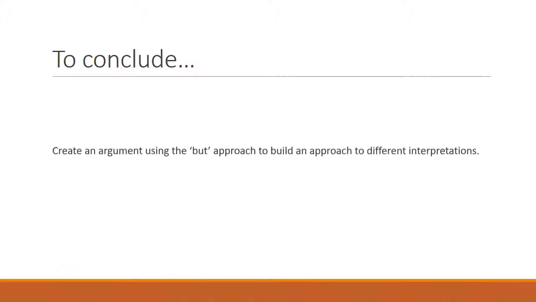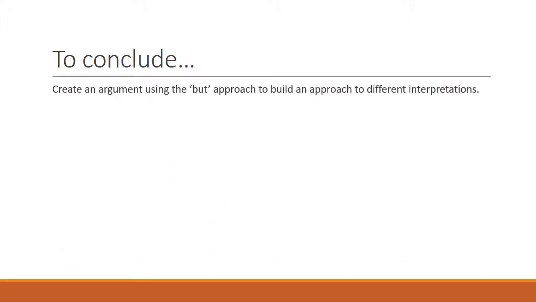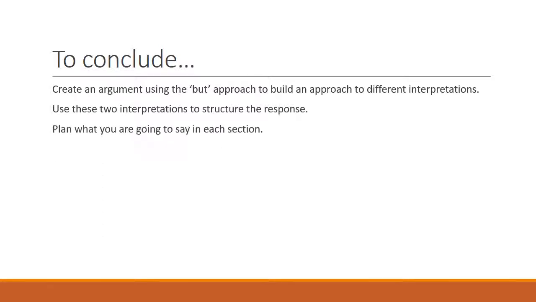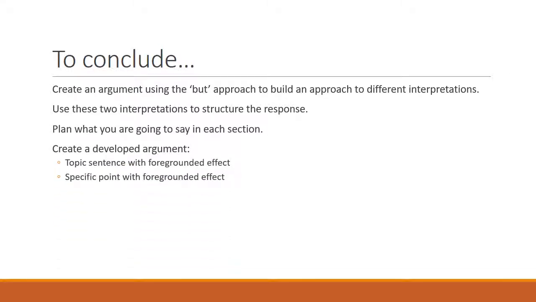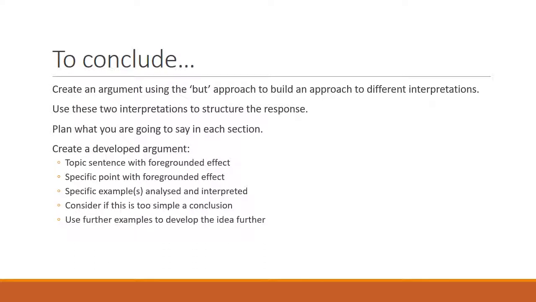So to conclude, create an argument using the but approach to build different interpretations. Use these two interpretations to structure the response. Then plan what you're going to say in each section. And create a developed argument. Topic sentence with foregrounded effect. Specific point with foregrounded effect. Specific examples analysed and interpreted. Consider if it's too simple a conclusion. And then use further examples to develop the idea further. And repeat until complete. And finally, use the conclusion to suggest what the writer is trying to achieve.